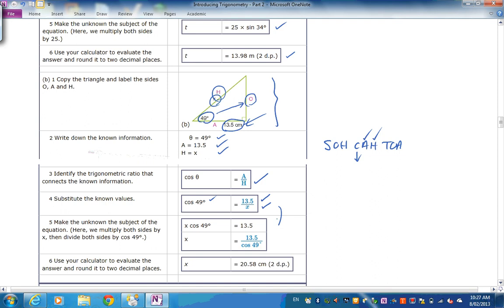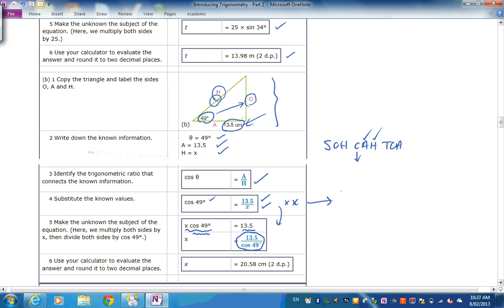There are two ways of doing this. 13.5 is divided by x. We could reverse that by multiplying by x and it'll come up there and be removed from that side. Opposite operations. And so x then has been multiplied by cos of 49. To get x back again, we'll divide by the cos of 49. That's one way. Another way, if you don't like that, is to invert both sides.